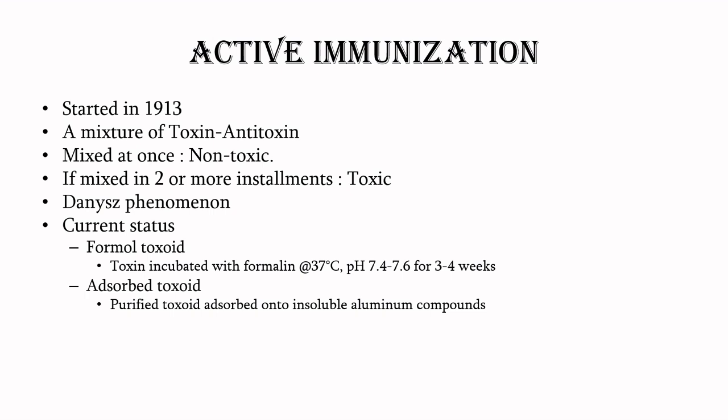One is a formol toxoid, where the toxin is taken out and incubated with formalin at 37 degrees with a neutral pH for 3 to 4 weeks. So we expect that the infectivity will be gone and only the immunogenicity will be maintained. The next one is absorbed toxoid, where the purified toxoid is absorbed onto an insoluble aluminum compound. This is more immunogenic and it's now universally used.